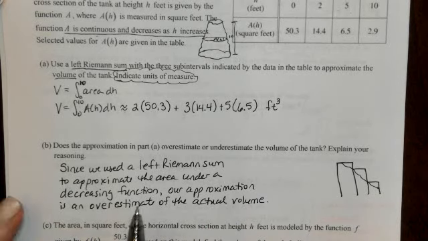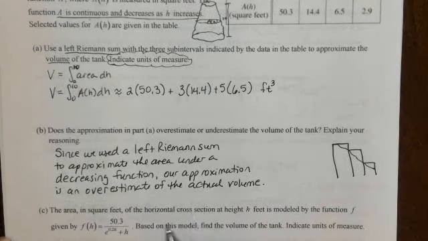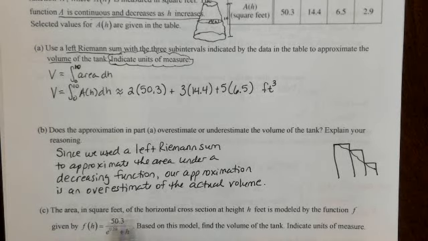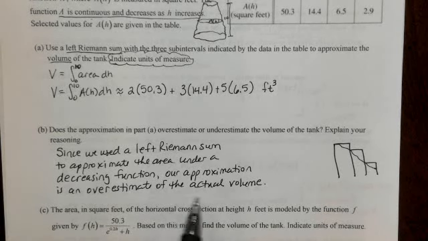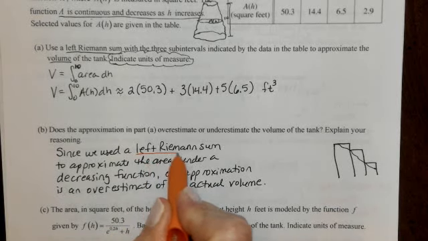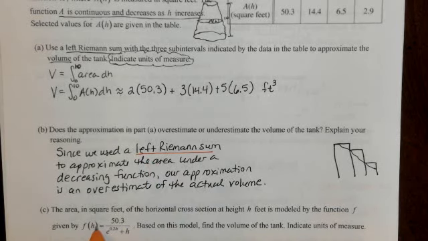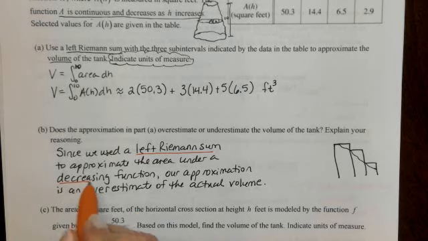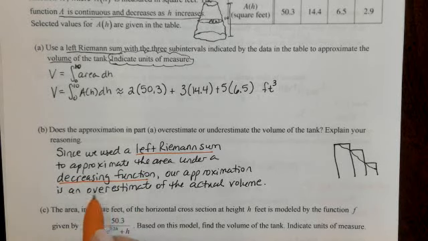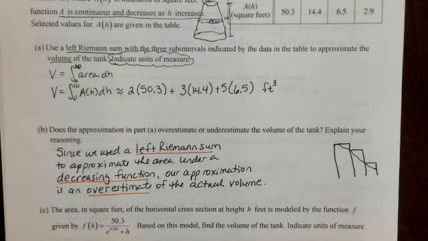Okay, make sure that your statement makes sense. You guys are all great English people; you can all write a good sentence. Make sure it makes sense. So here's what they will be looking for specifically. They are looking for three key phrases: left Riemann sum, decreasing function, and then your answer, an overestimate. Those are the three key things that they're going to be looking at in here.